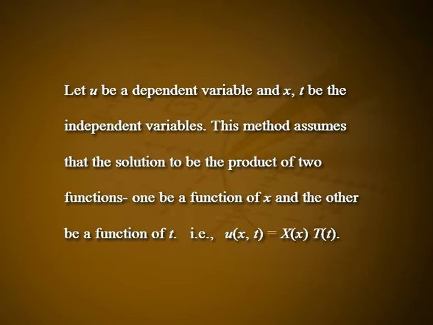Let u be a dependent variable and x comma t be the independent variables. This method assumes the solution to be the product of two functions, one a function of x and the other a function of t. That is, u of x comma t is equal to capital X of x into capital T of t. The use of this function u in the given equation leads to two ordinary differential equations. The following example explains the method. Example 5.